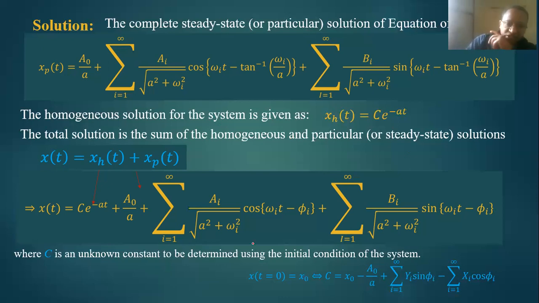The only initial condition in the first order case is x of t equal to 0 equal to x naught. From that, we can find the constant C, which is equal to x naught minus a naught over A, plus the summation of yi sine pi i minus the summation of xi cos pi i, for i from 1 to infinity. This is what we call the initial condition for first order.